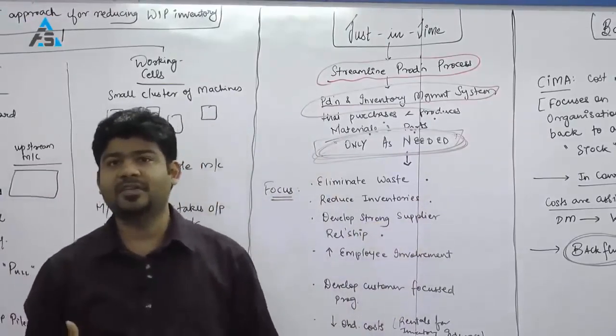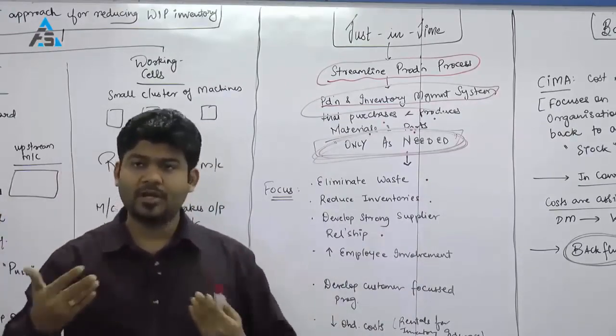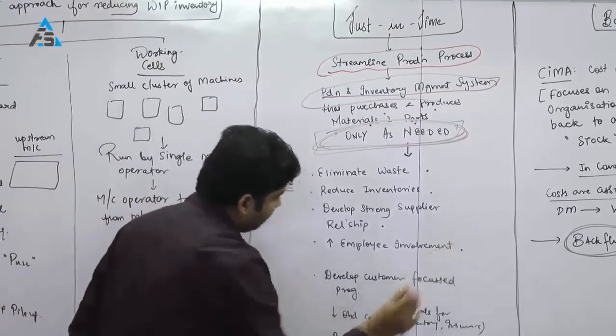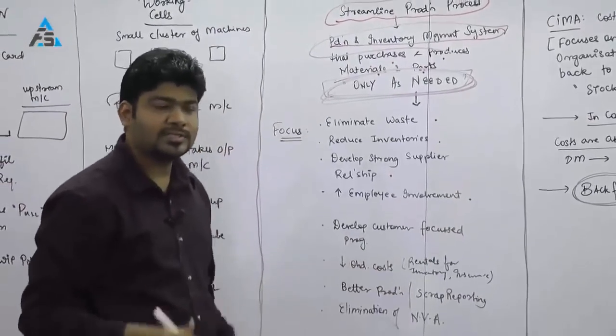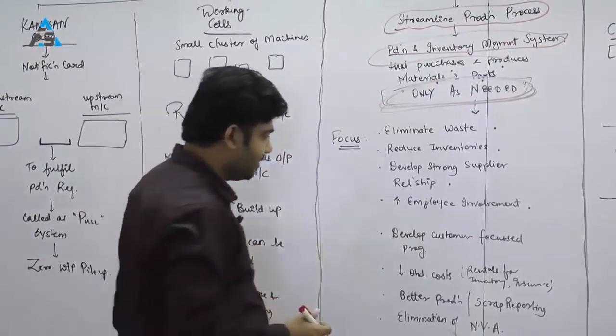वाई? बिकॉज जब भी मुझे जरूरत पड़ेगा मैं इमीडिएटली सप्लायर को कॉल करूंगा, तो आई विल बी इन रेगुलर टच विद माय सप्लायर. समझ रहे हो? देन इंक्रीज्ड एम्प्लॉयी इन्वॉल्वमेंट, एम्प्लॉयी विल हैव टू बी ऑन देयर टोज. ऐसा नहीं चल रहा ऑर्डर कर दिया अभी आराम करते. नो, प्रोडक्शन आया, ऑर्डर करने का है, अकॉर्डिंगली थिंग्स विल वर्क.